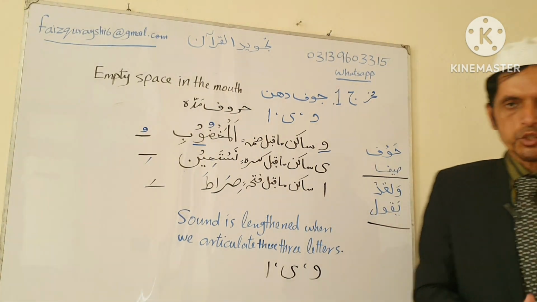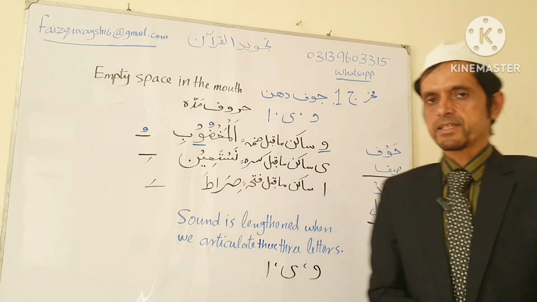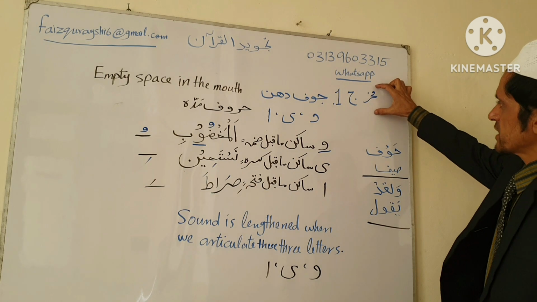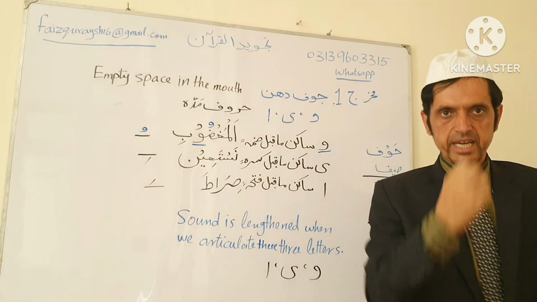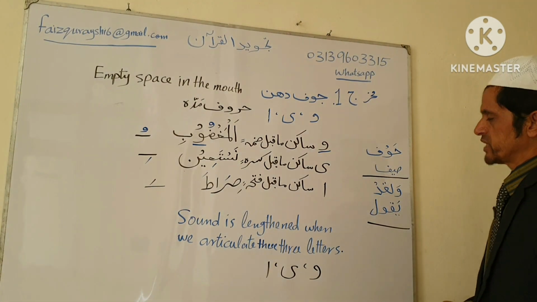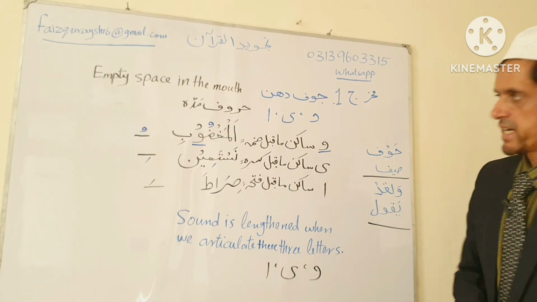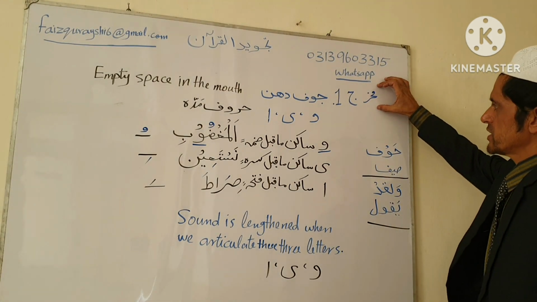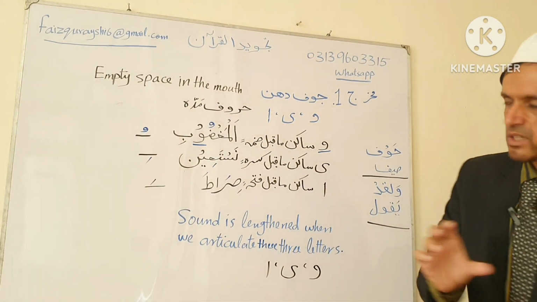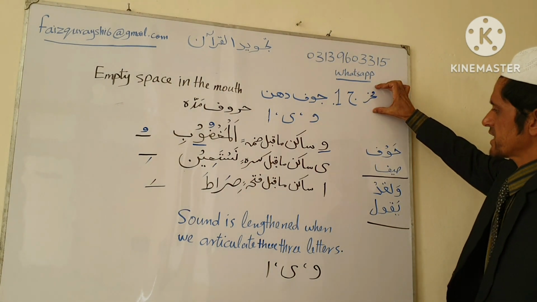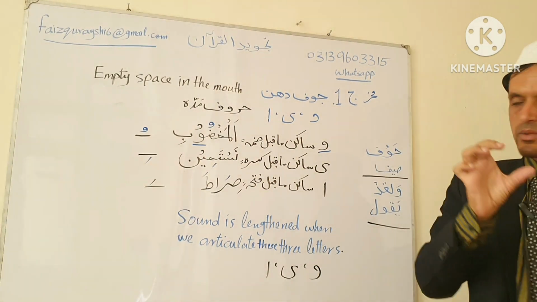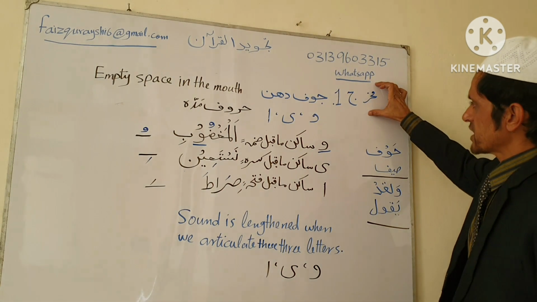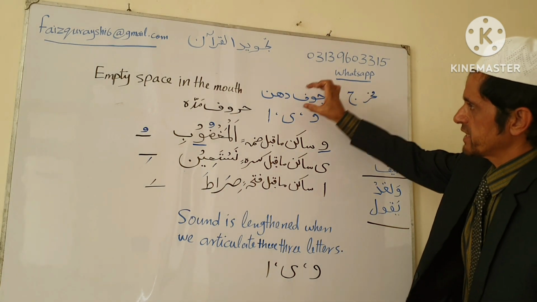Today I'll teach you the first Makharaj. Makharaj is the singular of Makharij. As I told you, we have 17 Makharij. So the first Makharaj, which means articulation point, is Jawfi Dahan.